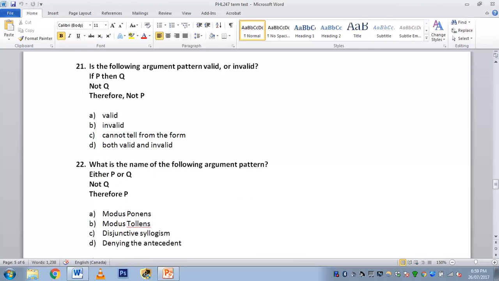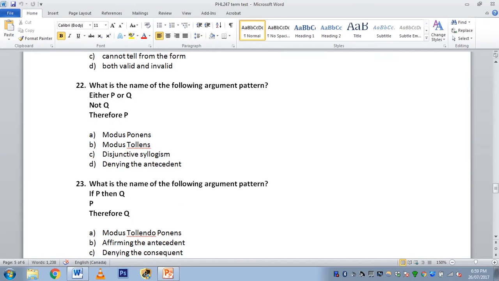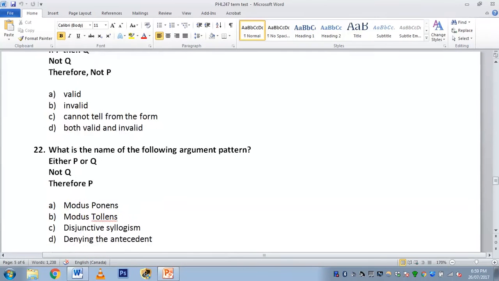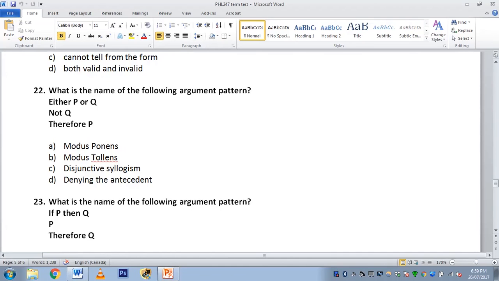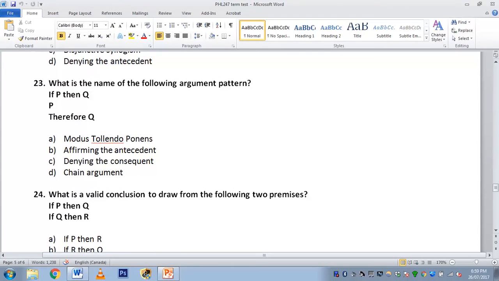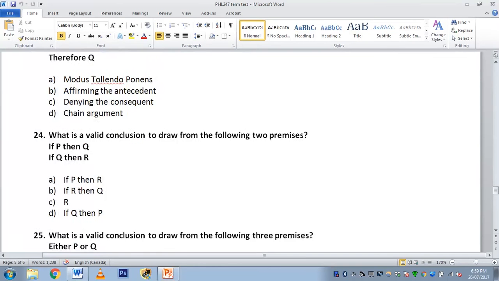Okay, what is the name of the following argument pattern? C, disjunctive syllogism. Yeah. Okay. What is the name of the following argument pattern? If P, then Q, P, therefore Q. Affirming the antecedent. Yeah? Good. These are hard to argue with.